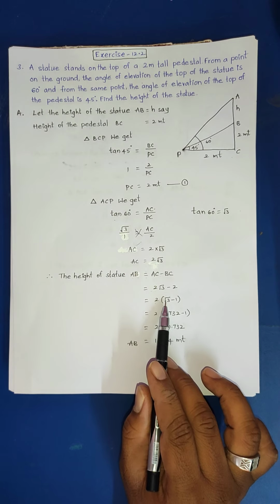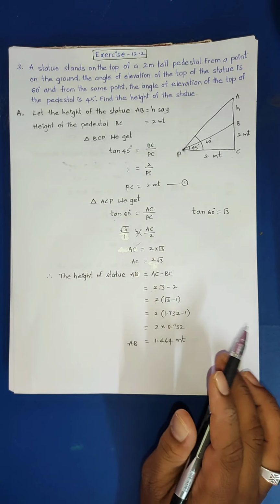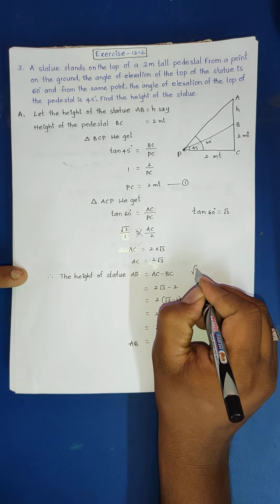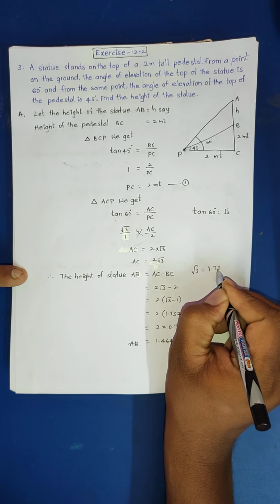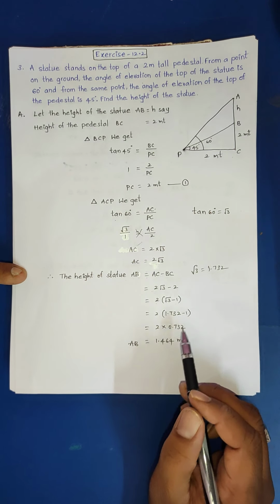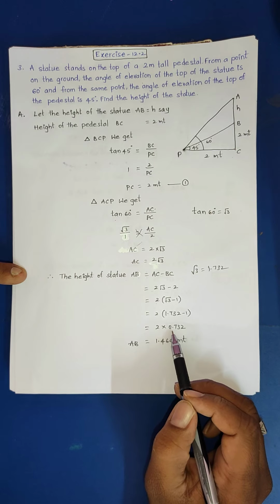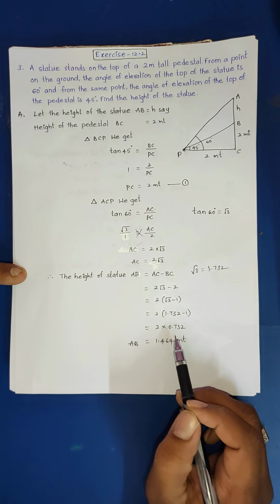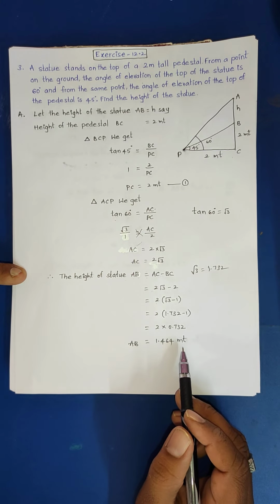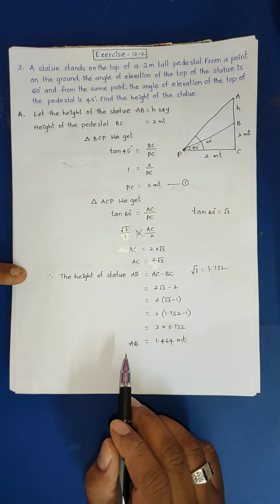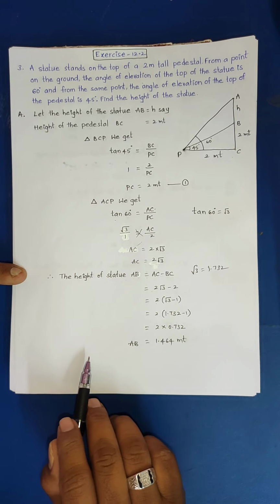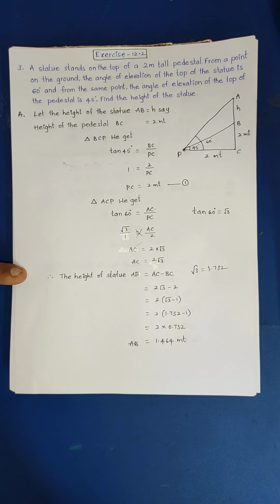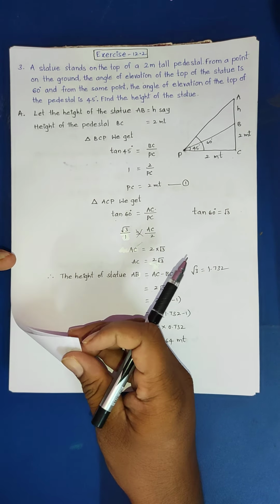Now 2 into, √3 value is 1.732, minus 1. 1.732 minus 1 is 0.732. 2 into the product of these two numbers is 1.464 meters, AB. What is this AB? Height of the statue. Completed the third one also.